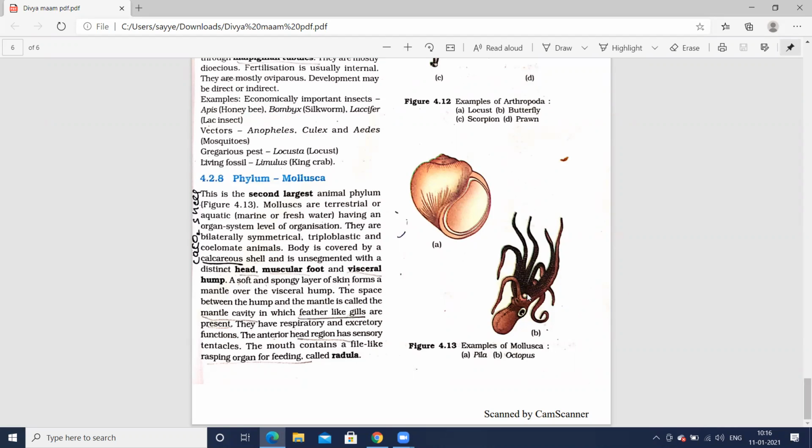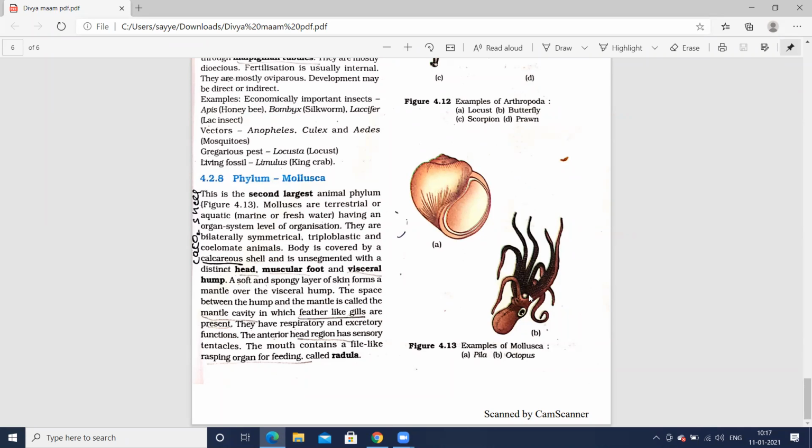Which is the largest phylum when we talk about numbers in animal classification? Arthropods. Second largest is what, beta? Mollusca. If I talk about the special features of mollusks, the most important feature is that the body is covered with a shell. The body is not segmented. It can be differentiated into head, muscular foot, and visceral hump, and they have sensory tentacles. You can see this over here.